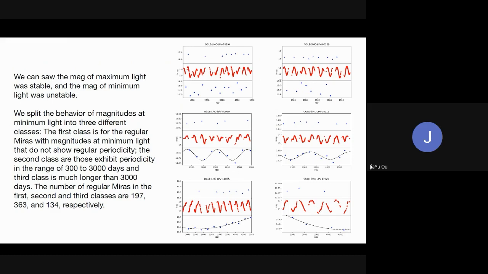Not only is the maximum light the most stable, but the minimum light has some trend. Maybe it's not periodic, and some show periodicity, and some show a long-term trend. So we can use this phenomenon to divide into three groups: no period, a period from 300 to 3,000 days, and more than 3,000 days.